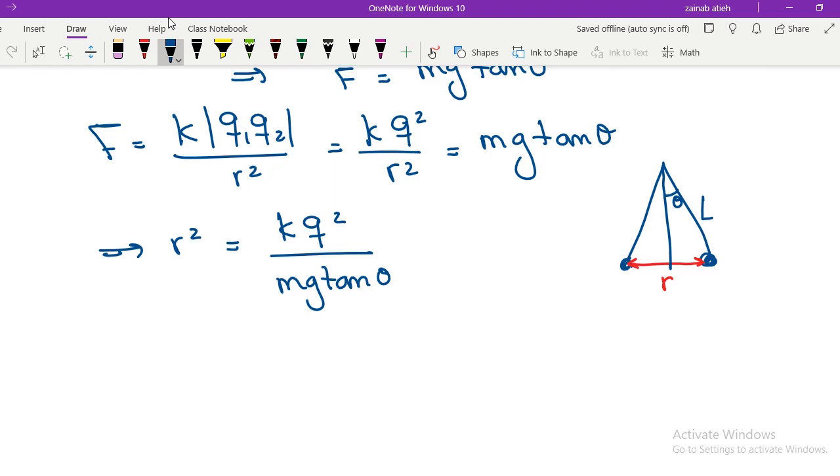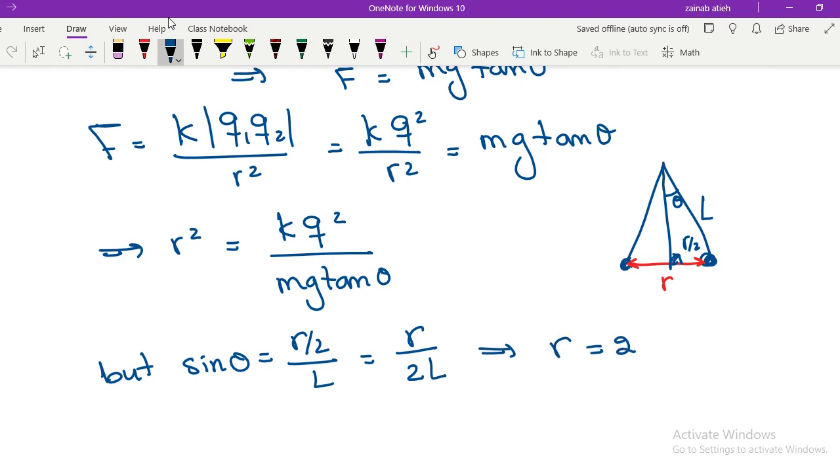Now there's an obvious relation between R, L and theta. Anyways, I take the triangle. This is a right angle triangle. The distance here is R over 2. So sine theta equals opposite over hypotenuse. So I will get R over 2 over L, which is R over 2L. So I will get R equals 2L sine theta. This is how L appears inside R. Now I will replace R by its value.